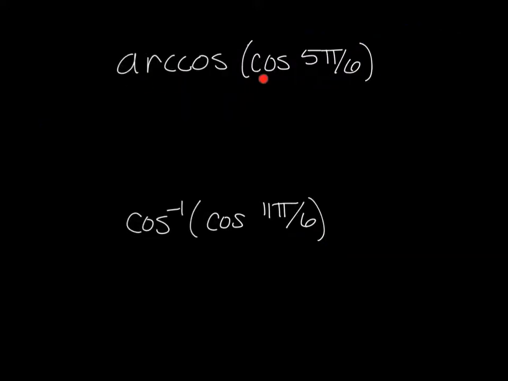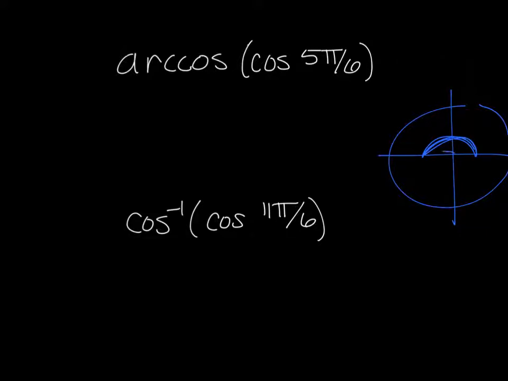Okay, so here's arc cosine and cosine. I want to cancel them out, but first I have to look at where they are in the restriction. Now cosine is in the first and second quadrants. 5 pi over 6 is right here in the second quadrant. It's within my restriction, so it's safe to cancel out and just say 5 pi over 6.